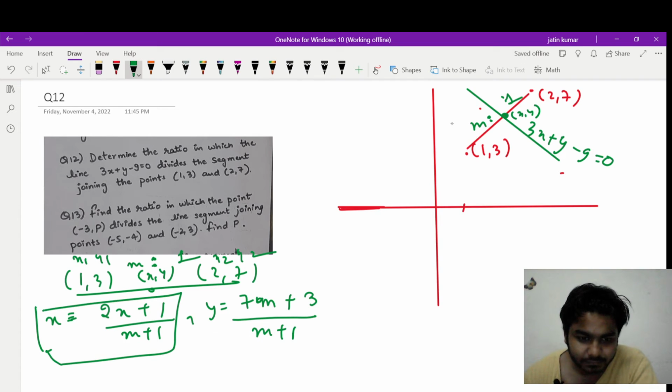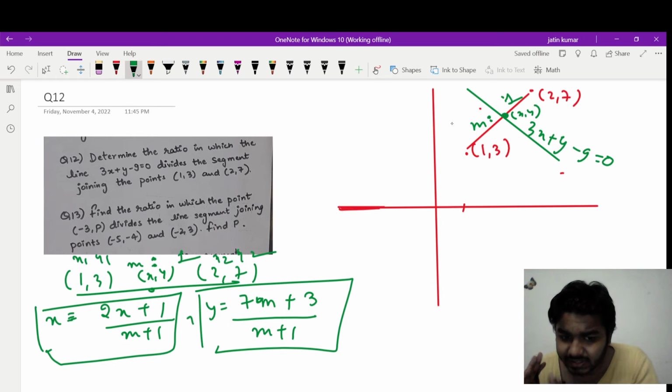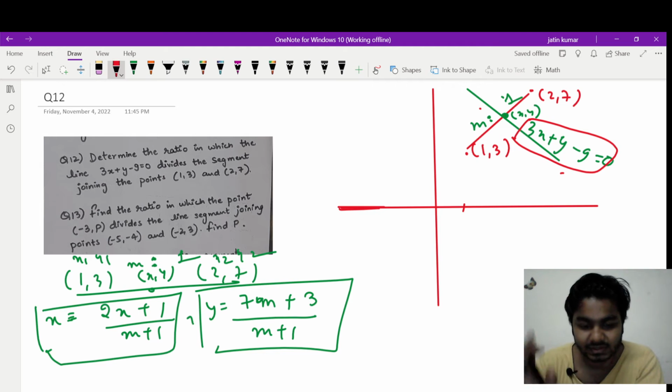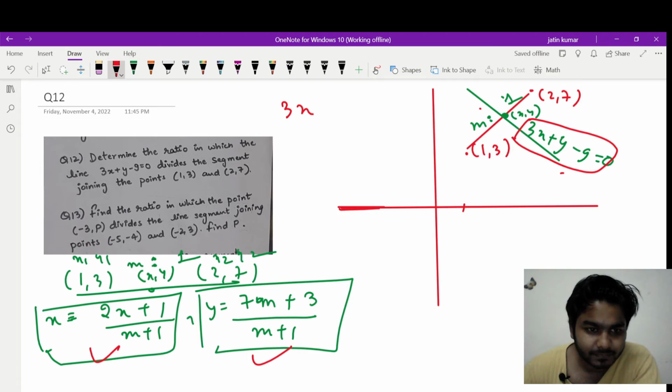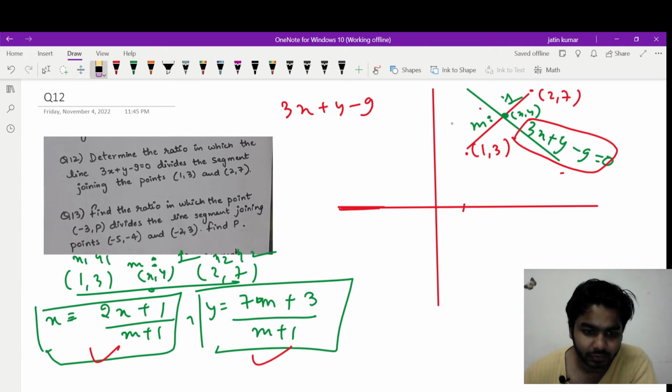If this is the point of intersection of both lines, then this point lies on both lines. So this x and y will satisfy the equation 3x plus y minus 9, because the point lies on this line also. It will satisfy the equation, because it is the point of intersection.